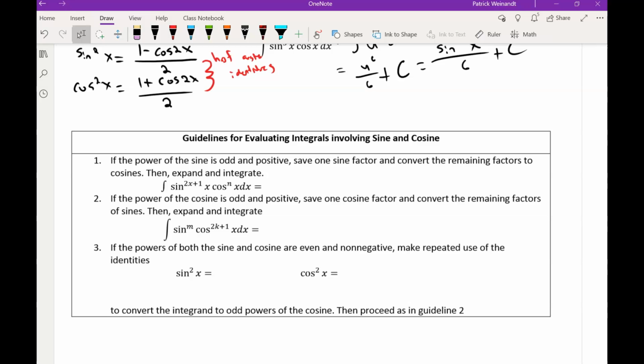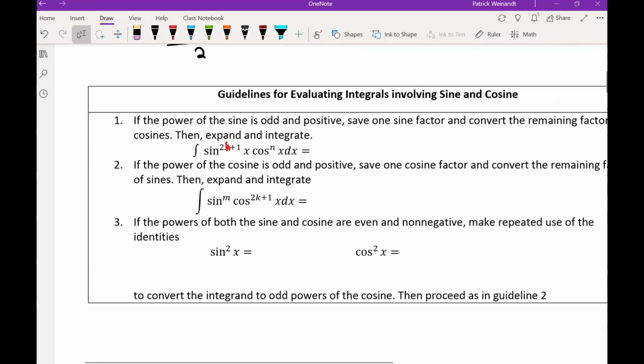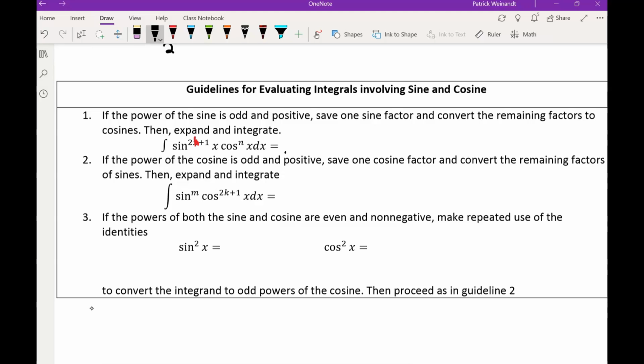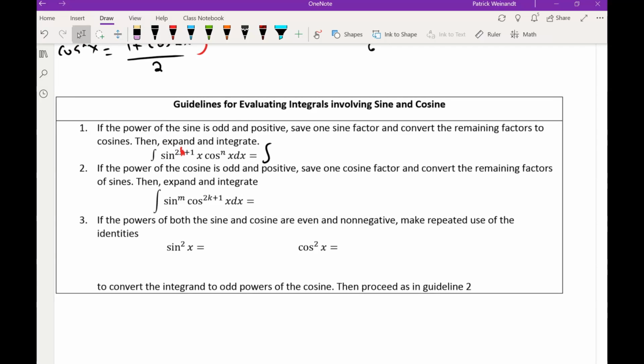So what that means is if we have sine to the 2k plus 1 of x times cosine to the n of x, where the exponent of sine is odd and positive, what we want to do is break this up into one sine factor and convert the remaining factors to cosines. So we can write this as sine squared of x to the k times cosine to the n of x times sine of x dx. Now our goal here is to convert this sine.